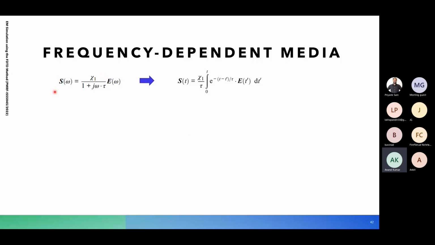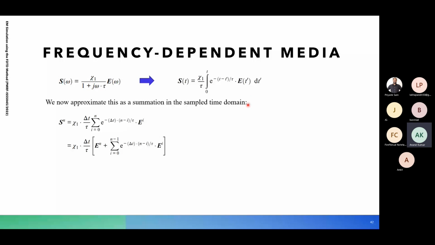We had S omega in the frequency domain, and we got S of t in the time domain. Now again, this is in continuous time, so we need it in sampled form. We will approximate the integration as a summation. You don't have to worry about this; it looks very scary, so you can take your time and read it. It is not very complex. We have just changed the integration to summation.